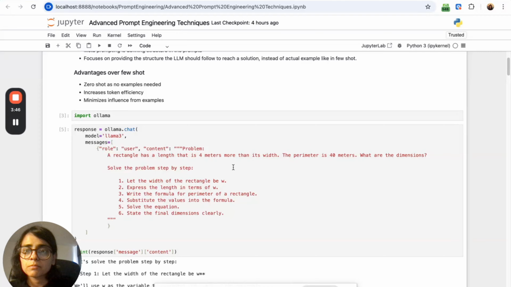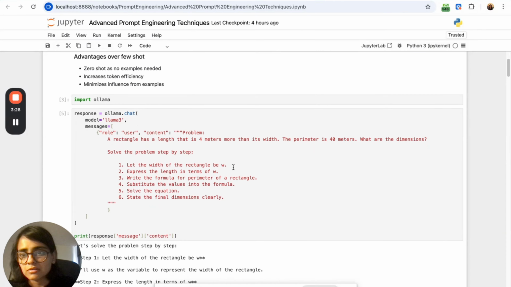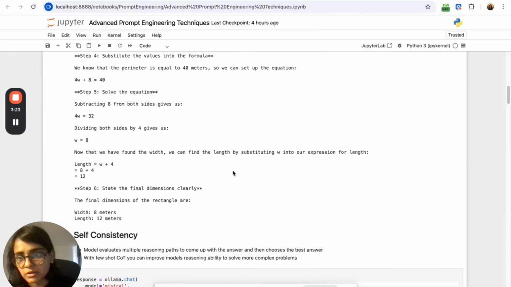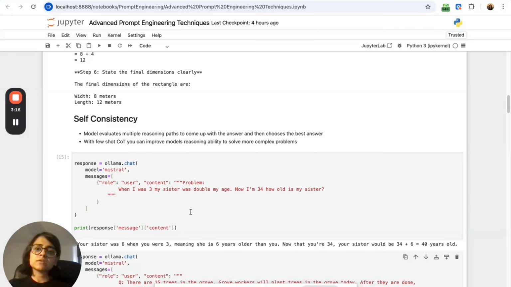It is better than few shot in that there will be fewer tokens, and it minimizes the influence that the LLMs can get from certain examples, and it's zero shot. There's no example in it. And if you see, the LLM did a pretty good job and it actually came up with a correct answer for this. So next is the self-consistency prompting technique.